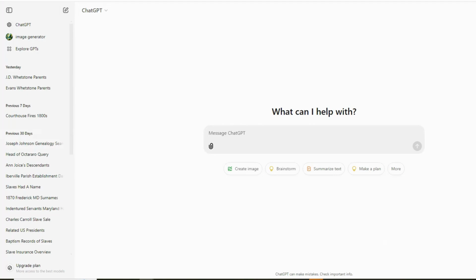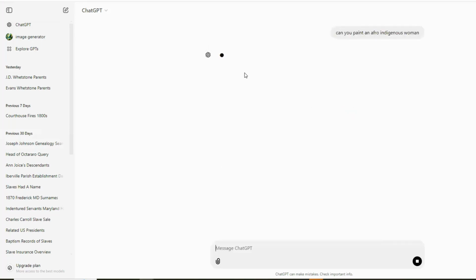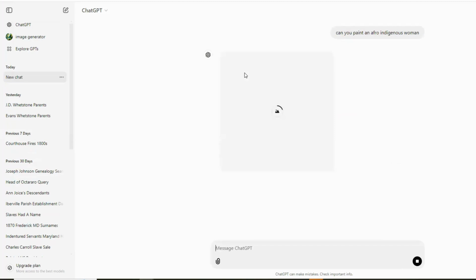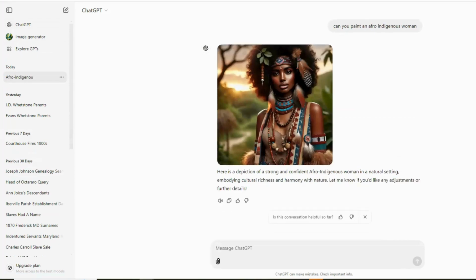So there are so many different things you can do. Absolutely. Have a little fun with it. Ask her, can you paint an Afro Indigenous woman? Oh, don't you have to do it with an image generator? Nope. Go ahead. Paint an Afro Indigenous woman. Okay, I thought I had to choose on the left-hand image generator. There is an Afro Indigenous woman.